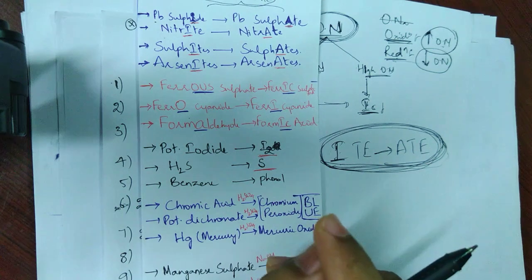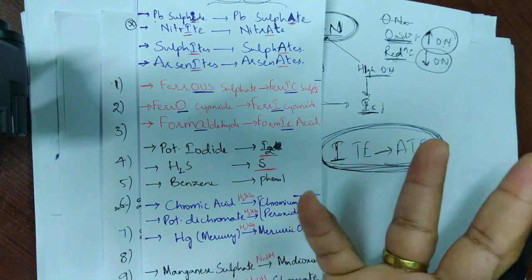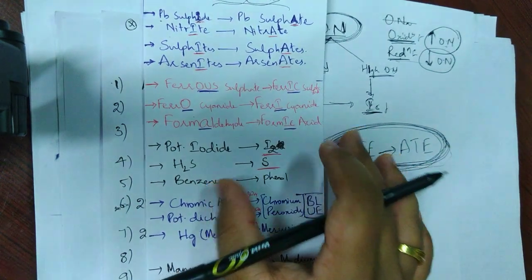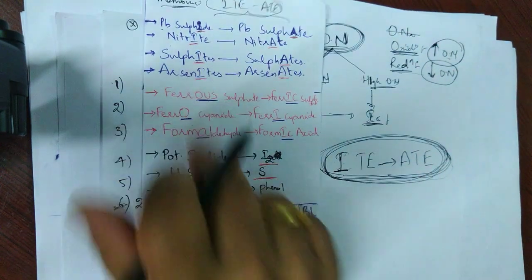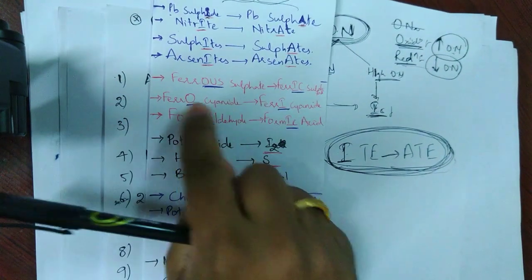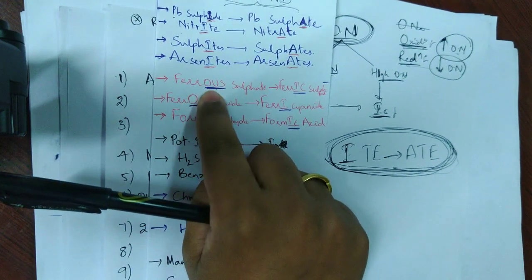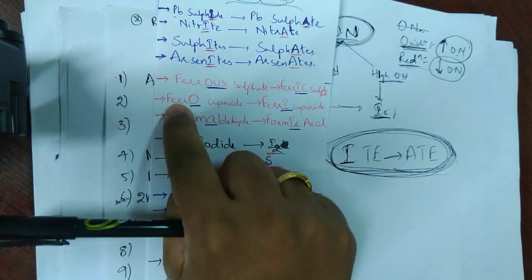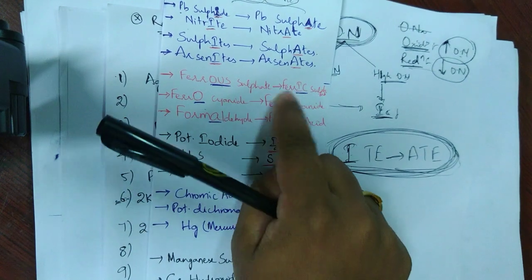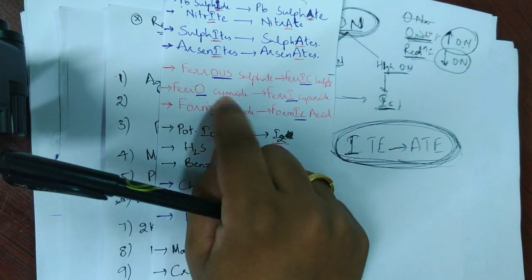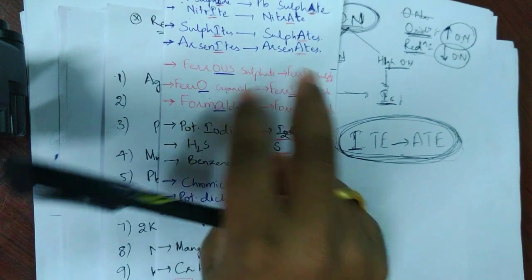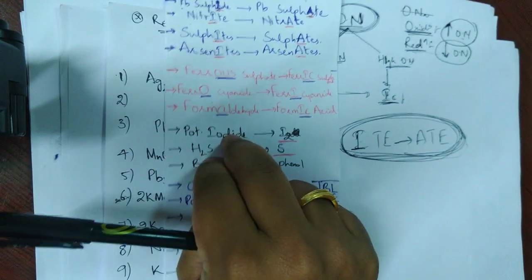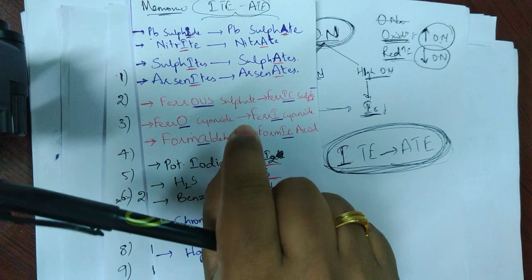Okay, here I am trying to give some sort of sense to help memorize the reactions. One, ITAT reactions. Two, ous to ic: ferrous sulfate to ferric sulfate, ferrocyanide to ferricyanide, formaldehyde to formic acid. Ous to ic. Then next, I call it elemental reactions.